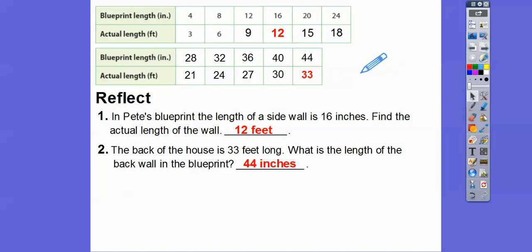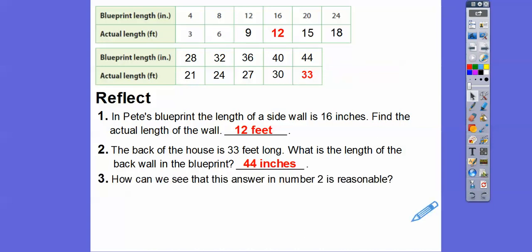All right. So how can we see that the answer in number 2 is a reasonable answer? Well, there are several ways. I kind of showed you a couple ways. Since 33 is a multiple of 3, we do 33 divided by 3 is 11, and then 11 times 4 gets us that 44. Or we can do this, you guys. Here's what your book said.